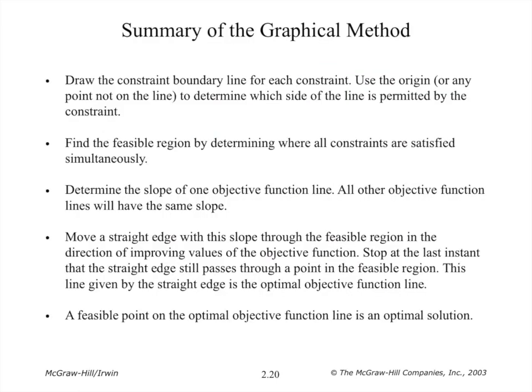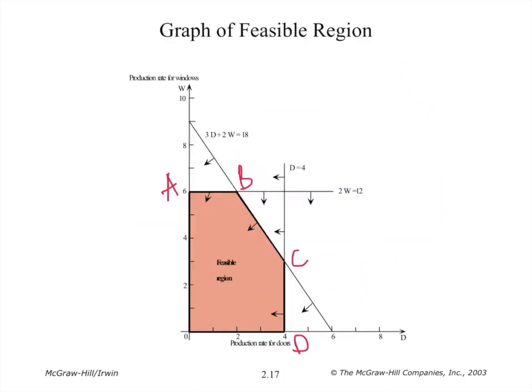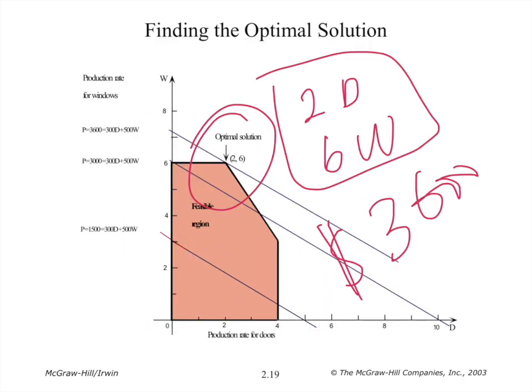We can give you a summary of the graphical method. Firstly, you must draw the constraint boundary lines. For each constraint, use the origin or any point not on the line to determine which side of the line is permitted by the constraint. And then find the feasible region. That is the second step: find the feasible region.